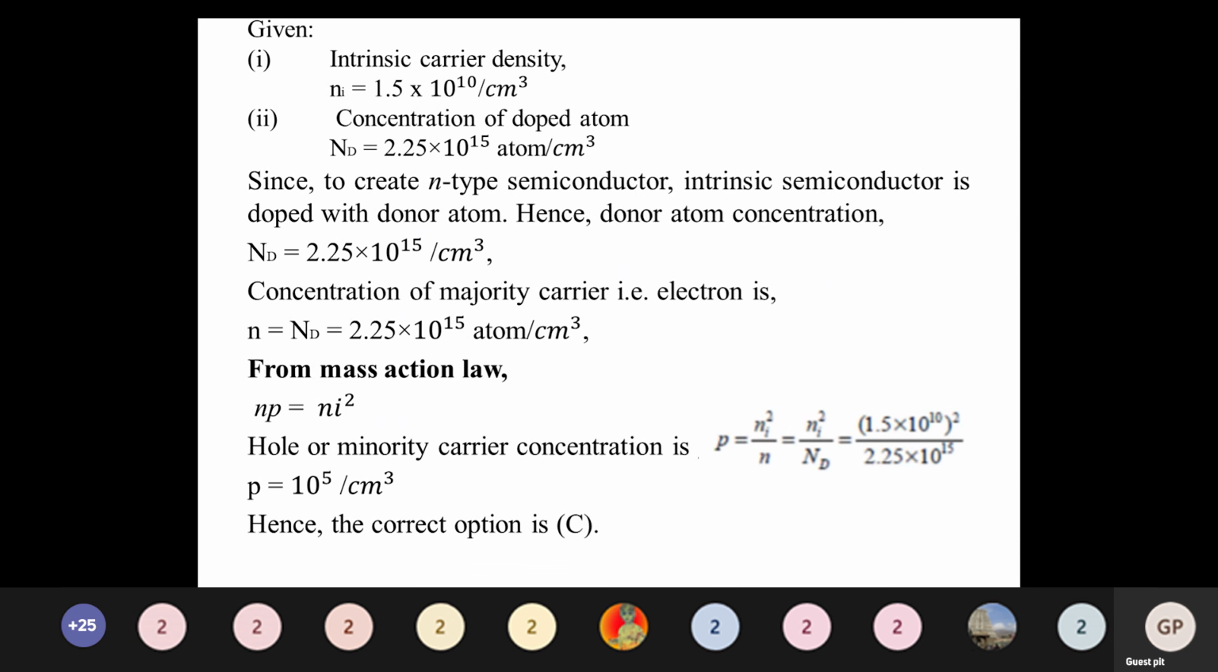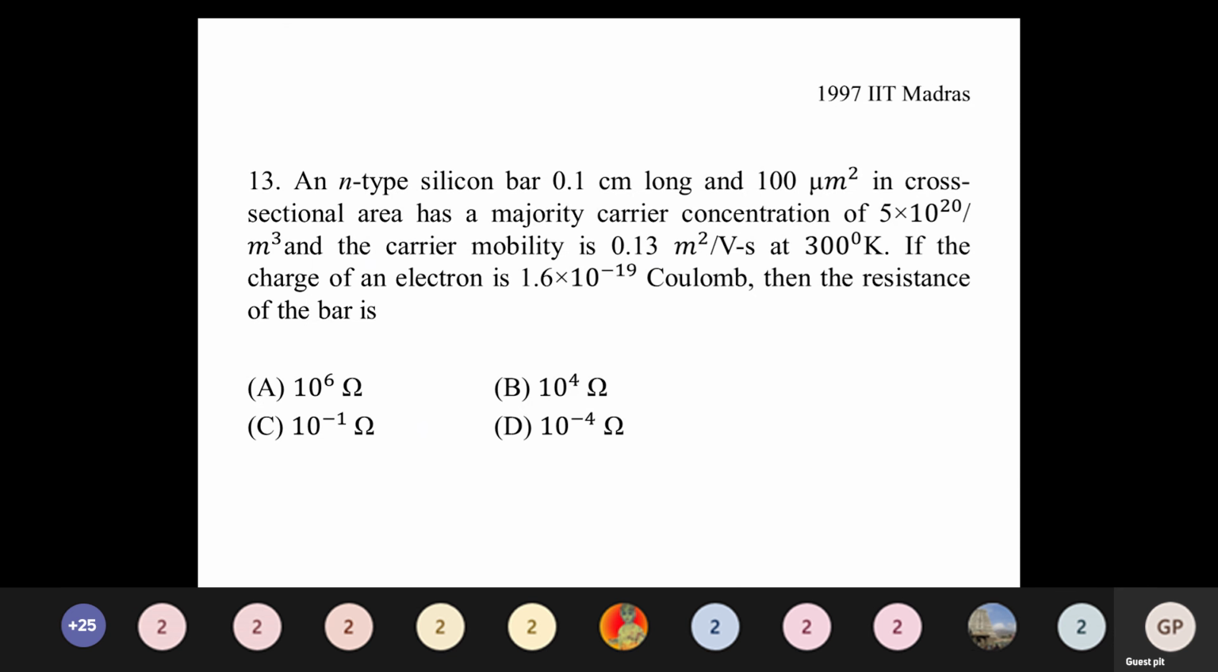Mass action law is one of the repeated GATE problems. Mostly, 95% of the time, they ask one problem from this mass action law. Mass action law, drift velocity, diffusion velocity, resistivity, conductivity, all these are basic things. And then Fermi level calculation, all these they repeatedly ask. Mostly they ask problems from these.